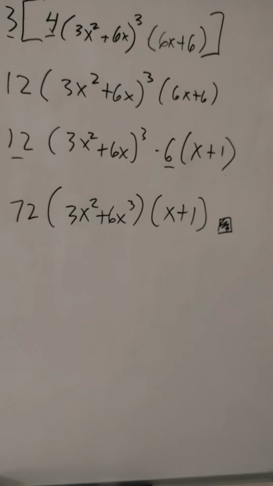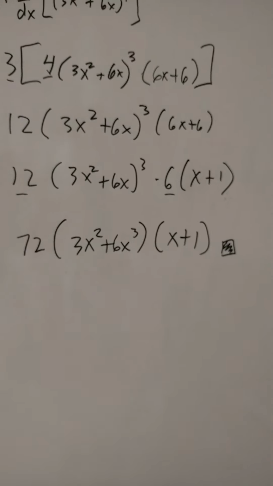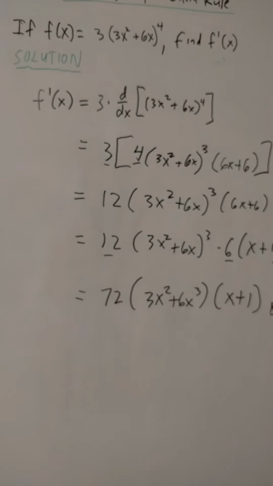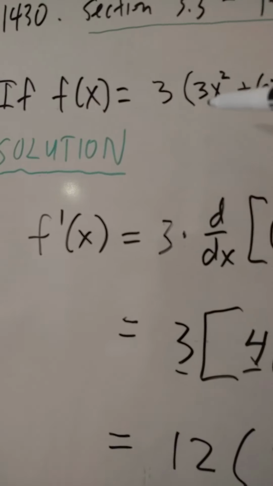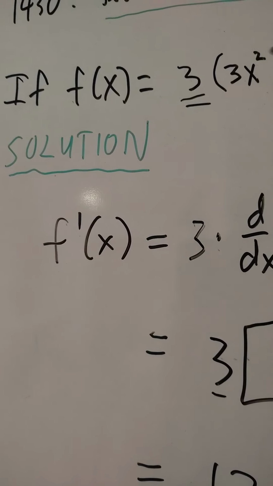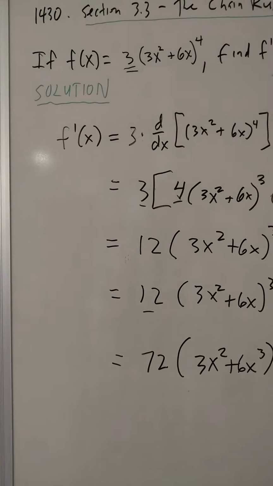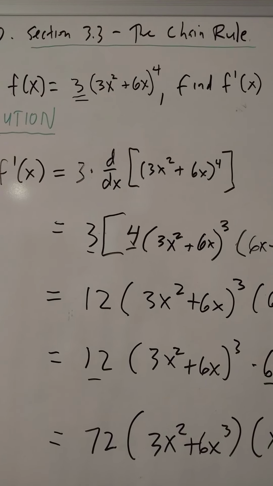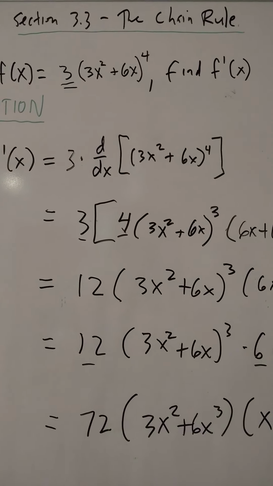Let's see, make sure everything looks good here for a second. I don't want to make any mistakes here. So let's review what we have here. To take the derivative, we first pulled out this constant factor because you're allowed to do that by property of derivatives. So the derivative is just going to be 3 times the derivative of the 3x squared plus 6x to the 4th.